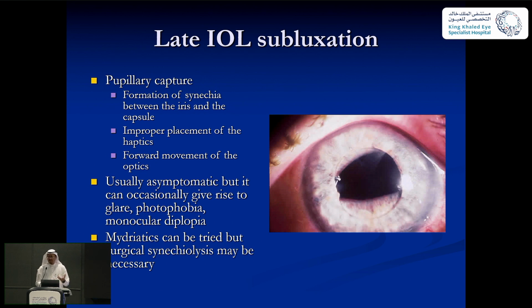Usually this results in a refractive error, usually myopia, usually asymptomatic, but it can occasionally give rise to glare, photophobia, monocular diplopia. Mydriatic can be tried in order to just make this IOL drop back to its original position, and then the pupil closes after this, but this is not usually working.